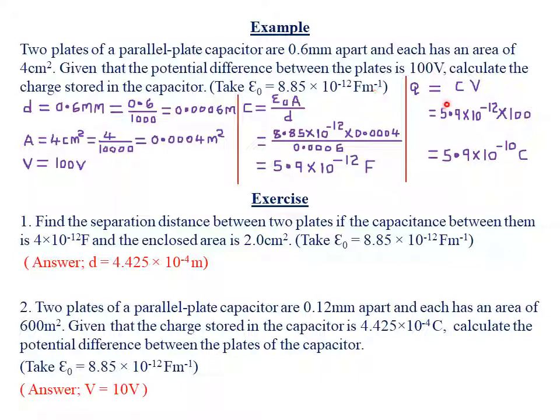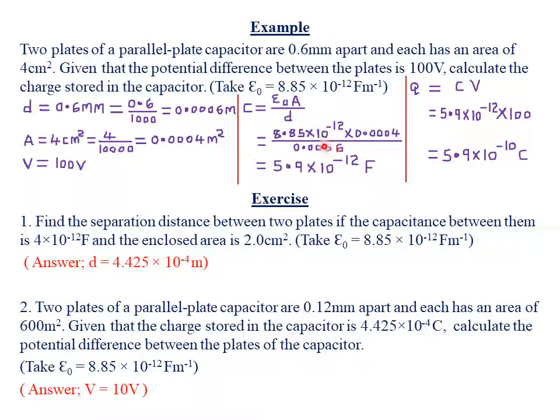So we just find the capacitance C. We have said that capacitance C is equal to epsilon naught, that is permittivity of free space, multiplied by the area of overlap between the plates divided by the distance of separation between the plates. So epsilon naught we are given as 8.85 times 10 power negative 12 farad per meter, multiplied by the area of overlap between the plates, which we have computed as 0.004 square meter, then divided by the distance of separation, which we have as 0.0006 meter.